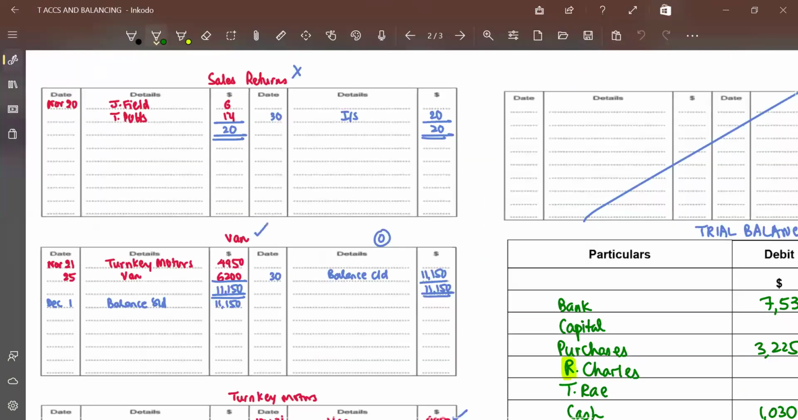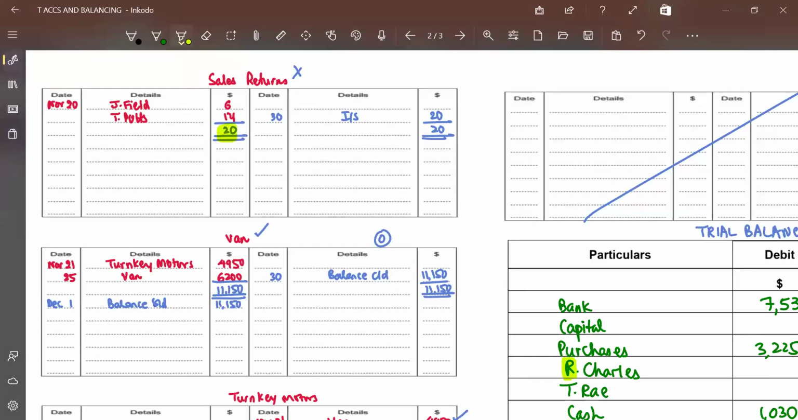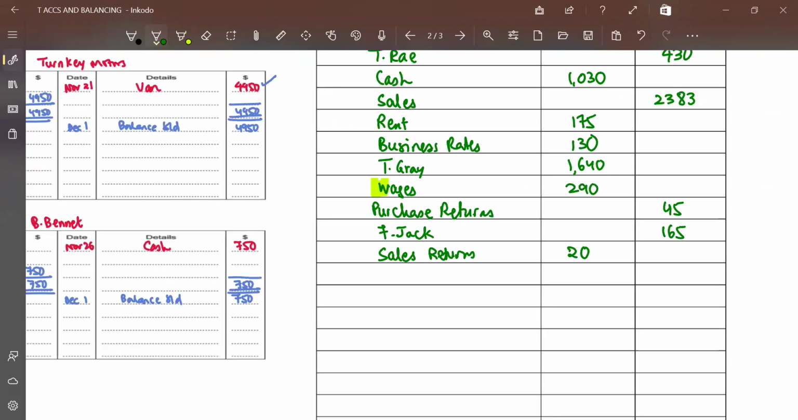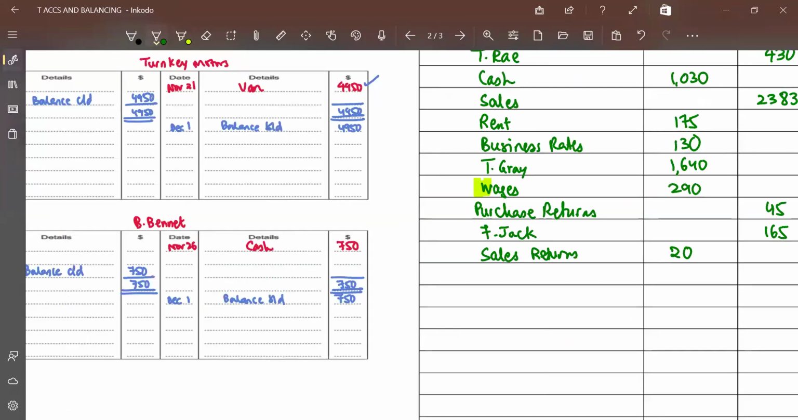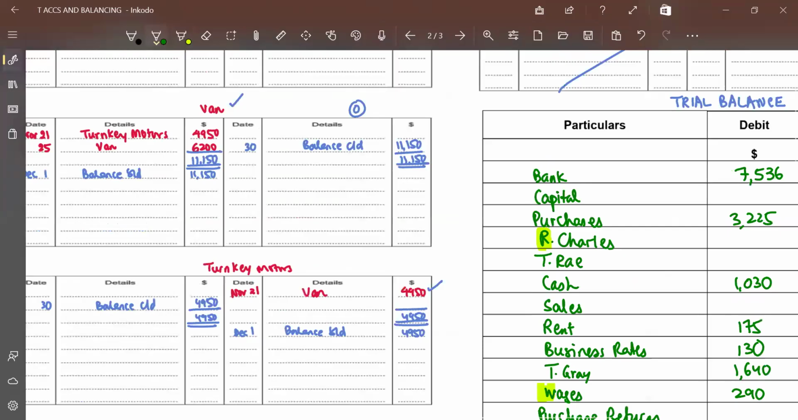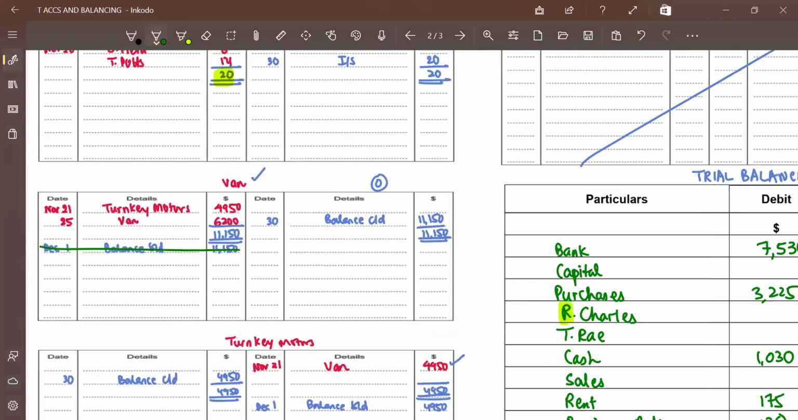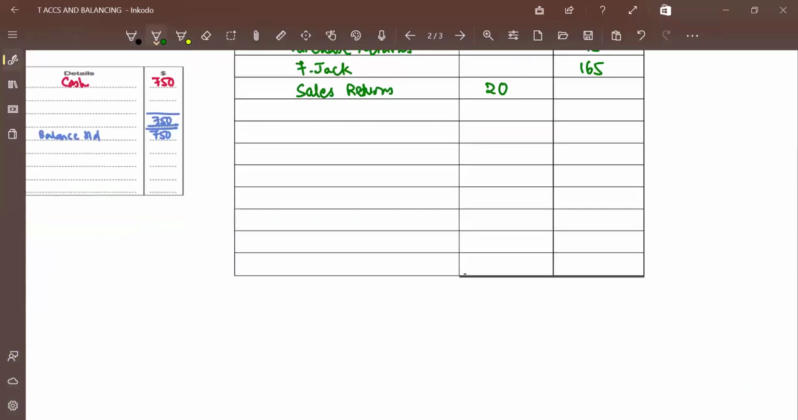Sales returns, the total is $20, has to be posted to the trial balance on the debit side because it is contra to sales. It reduces sales; when sales increase it is a credit. Sales returns will always be debited. The amount will always be on the debit side because it is a contra. The balances are not carried forward, they're posted directly to the income statement. Then you have van. The balance on the van account is 11150 because van is your asset. It has to have a debit balance. Van will come to 11150 on the debit balance.